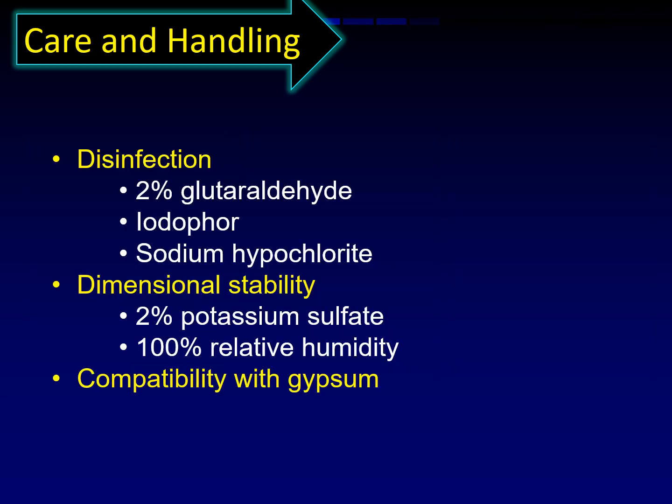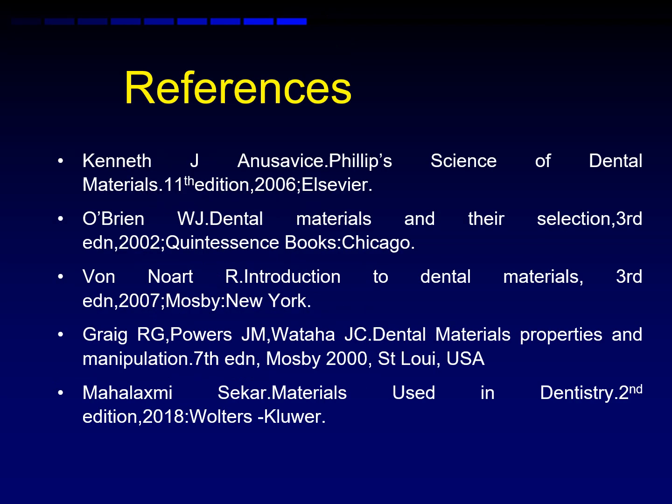How to handle this impression material? Once the impression is made, we need to wash the material under running tap water and disinfect with either 2% glutaraldehyde or 10% iodophor and 5.25% sodium hypochlorite. These materials are dimensionally unstable. The surface hardness can be increased with immersion in 2% potassium sulfate in 100% relative humidity. As it is a hydrophilic impression material, it is compatible with gypsum products.